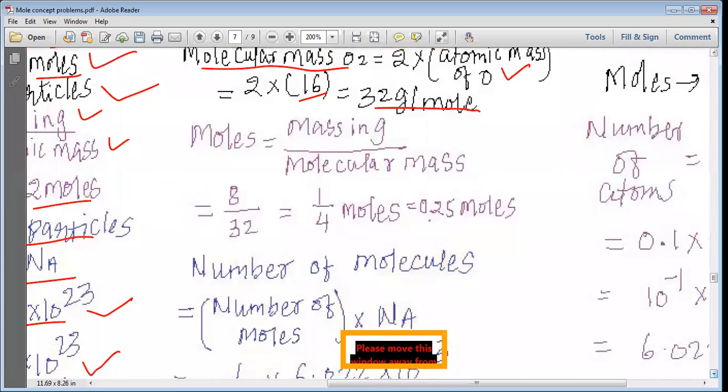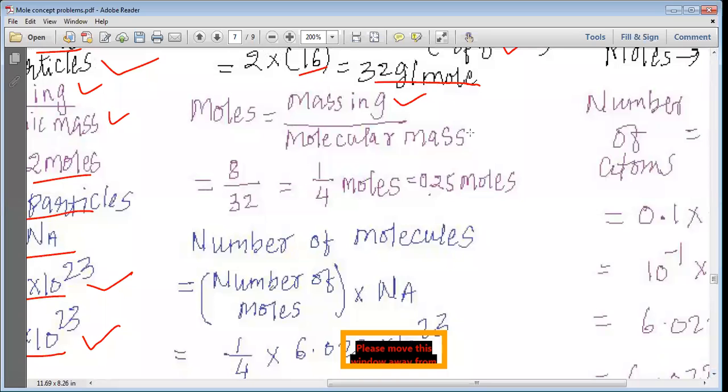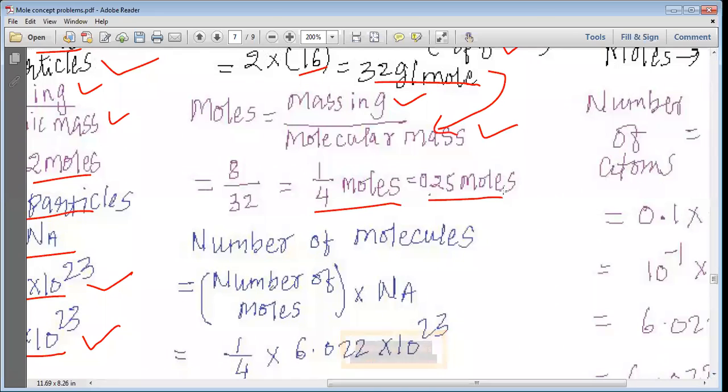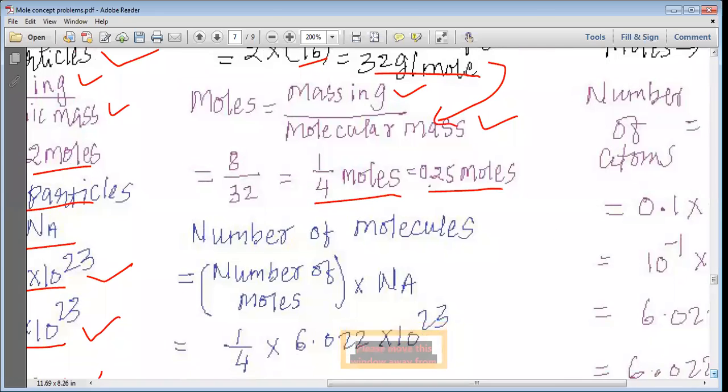Now as usual, my dear students, moles is equal to mass in gram divided by the molecular mass. Instead of atomic mass, here they have given molecules, so we will use the molecular mass. Molecular mass is 32 gram per mole. Mass in gram they have given, that is 8 gram of oxygen molecules. So 8 gram divided by 32 gram gives us 1 by 4 mole or 0.25 moles.